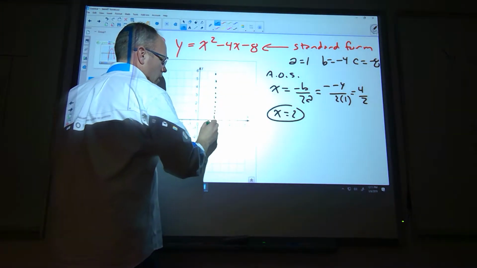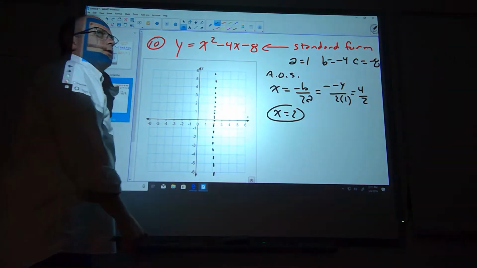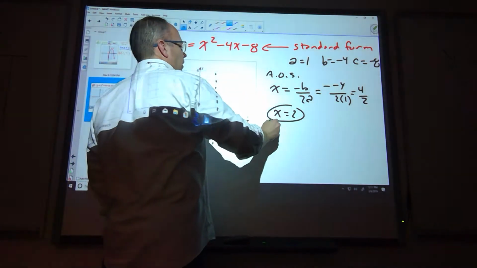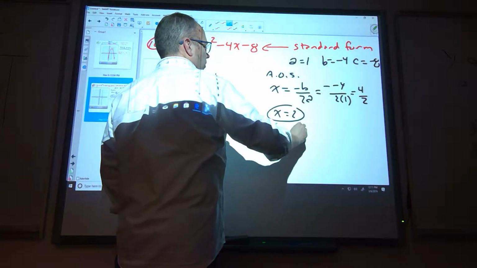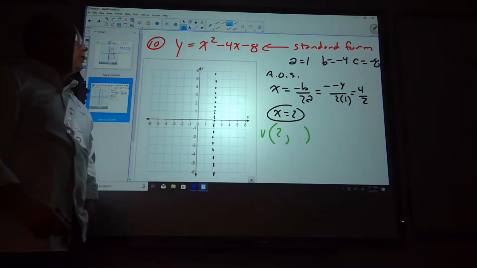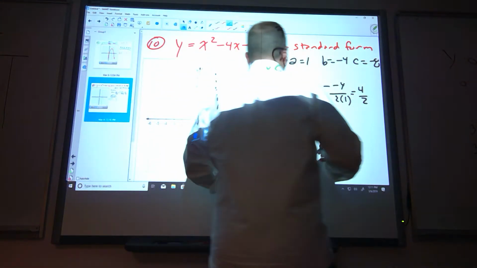Okay. So somewhere up or down this axis of symmetry, we're going to have our vertex. Let's find the rest of the vertex. So I get 2 comma something. How do I get the something? Plug in 2. So I'm going to plug 2 in for all the x values. So that's the x value right there.